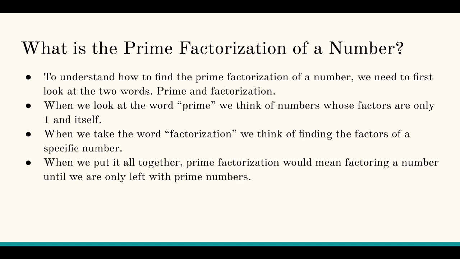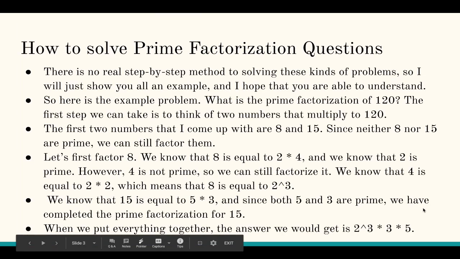To understand how to find the prime factorization of a number, we need to first look at the two words, prime and factorization. I know this is a math video, but I'm going to give you guys a quick vocabulary lesson. When we look at the word prime, we think of the numbers whose factors are only 1 and itself. When we think of the word factorization, we think of finding the factors of a specific number. When we put it all together, prime factorization would mean factoring a number until we are only left with the prime numbers.